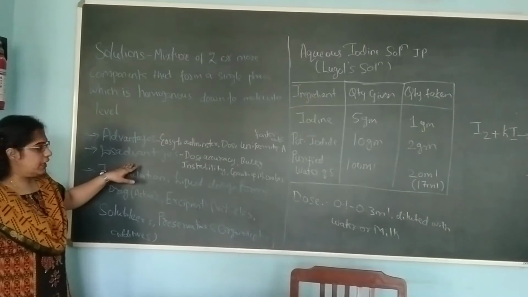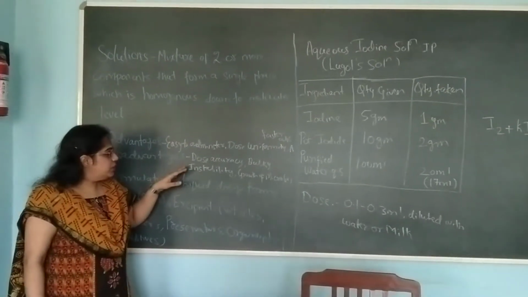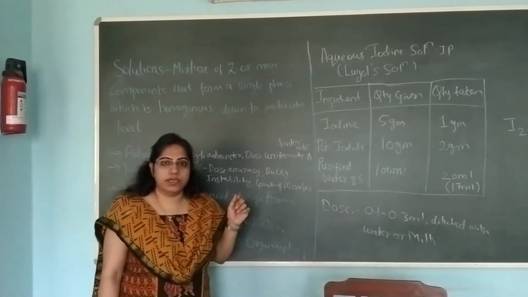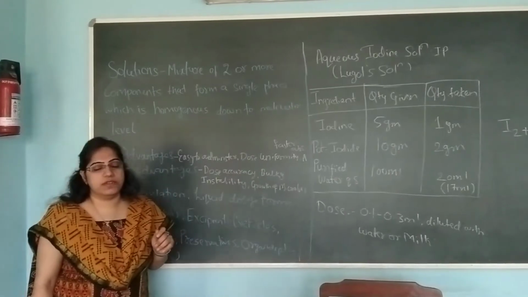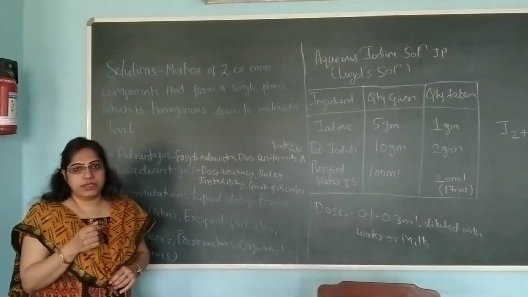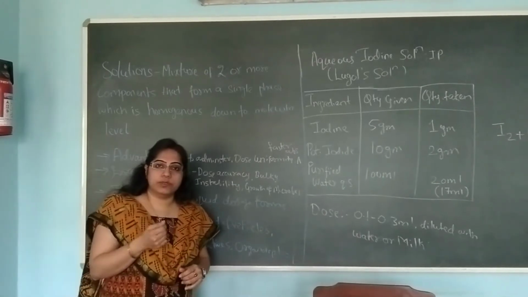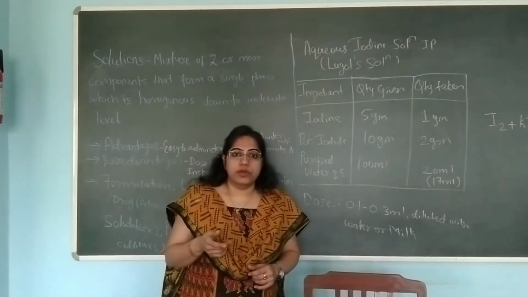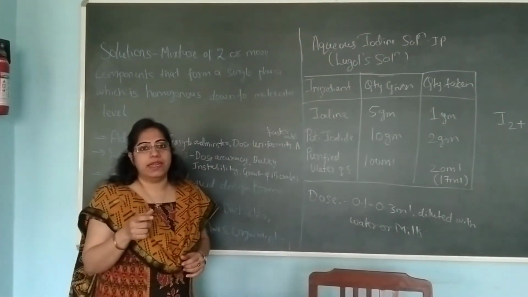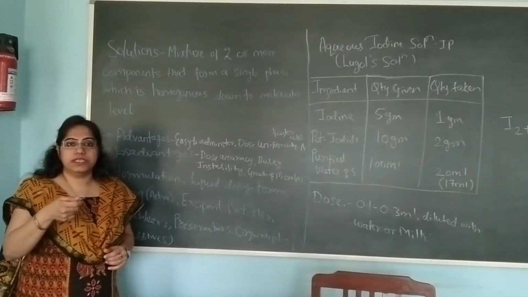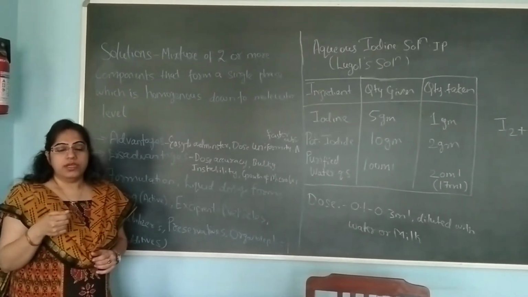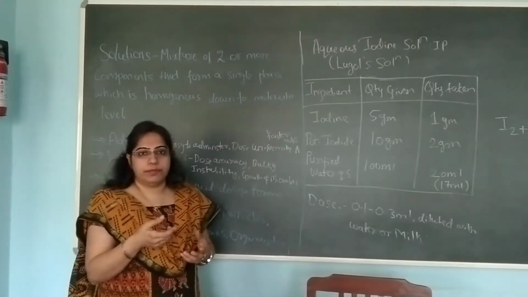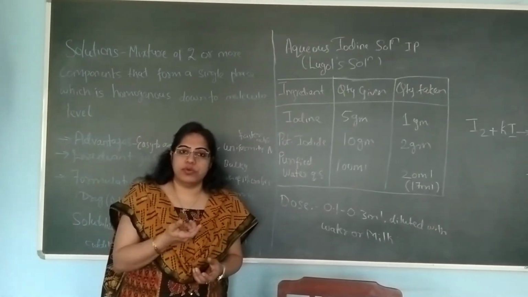Then talking about the disadvantages, these solutions have a dose accuracy problem. Dose accuracy is a disadvantage because, for administering the solution, one has to take out the dose from the bottle. It is generally 5 ml, or 1 teaspoon, 2 teaspoons. So dose accuracy will vary with how a patient or person takes out the solution from the bottle. Say, for example, at one time the person will take out exactly 1 teaspoon, so dose accuracy will be there.